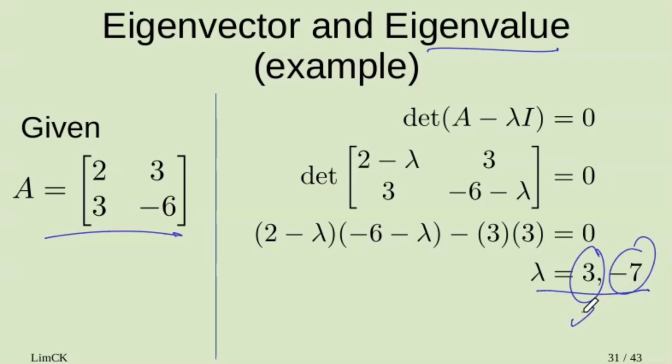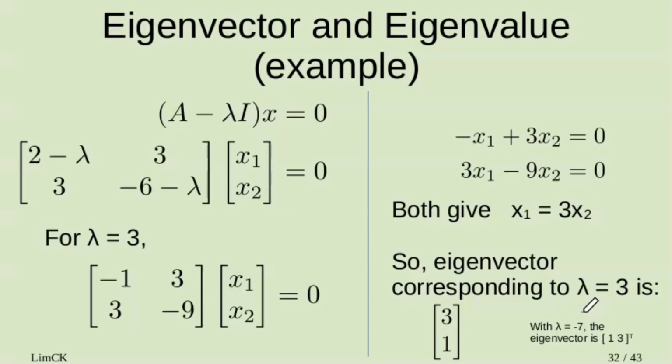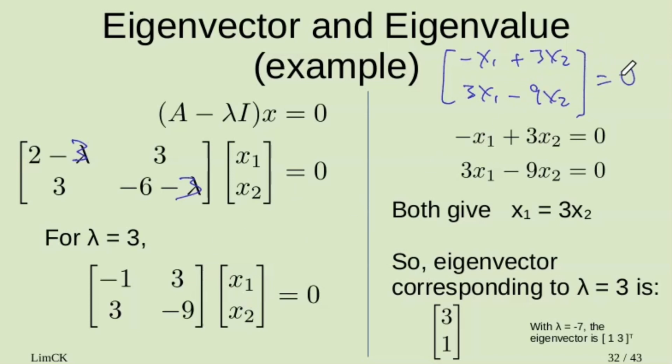Let's start with 3 first. When lambda is 3, you put in 3 here and you get 2 minus 3, negative 1, and negative 6 minus 3, negative 9. You do the matrix multiplication, and you get negative x1 plus 3x2, and 3x1 minus 9x2, equal to 0. Equal to 0 means that both are 0.